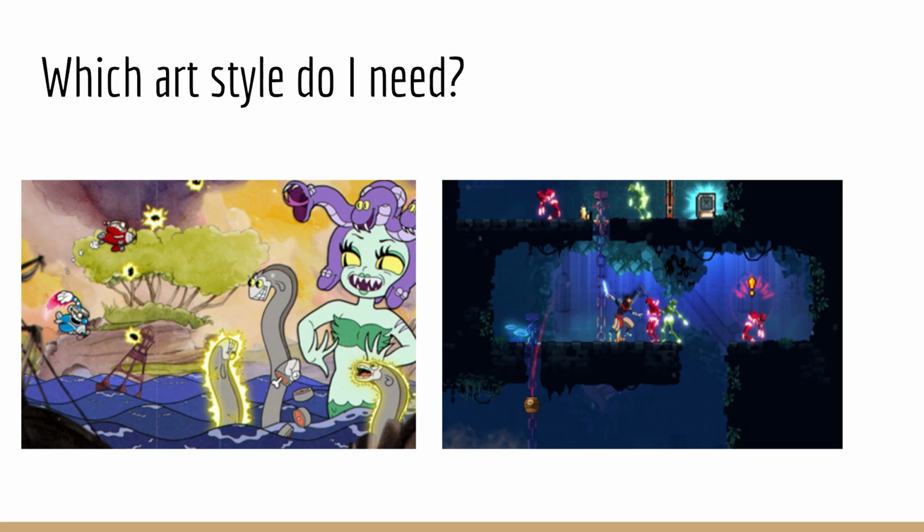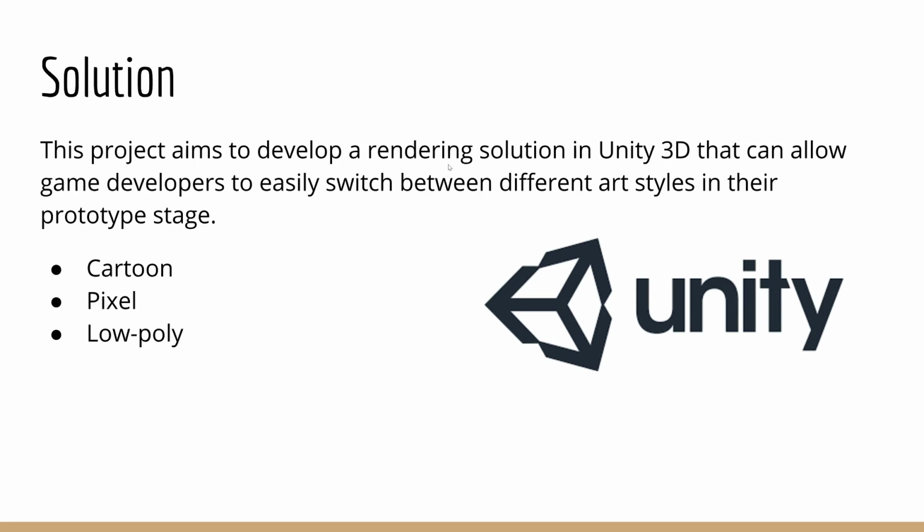While it's exciting that more and more art styles are being explored by games, it also becomes harder for game developers to choose the correct art style for their game. The project aims to develop a rendering solution in Unity 3D that can allow game developers to easily switch between different art styles in their prototype stage.